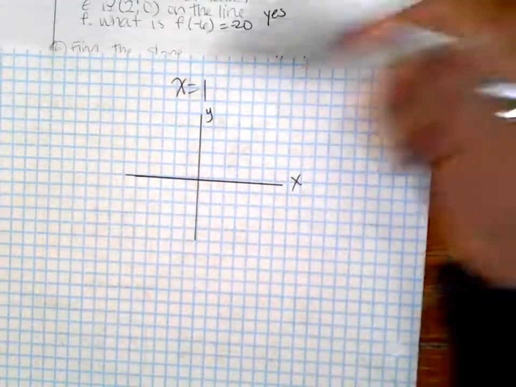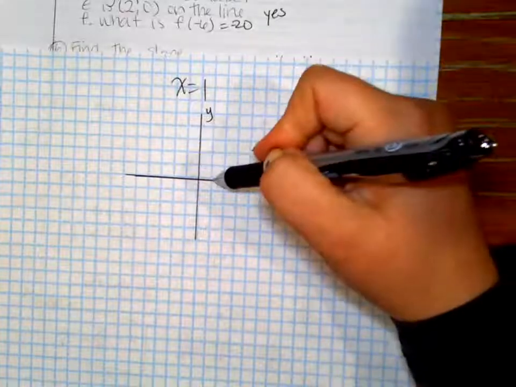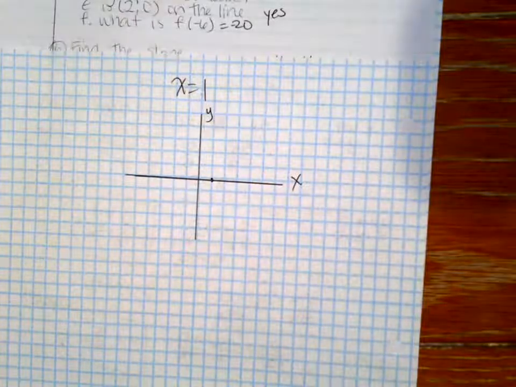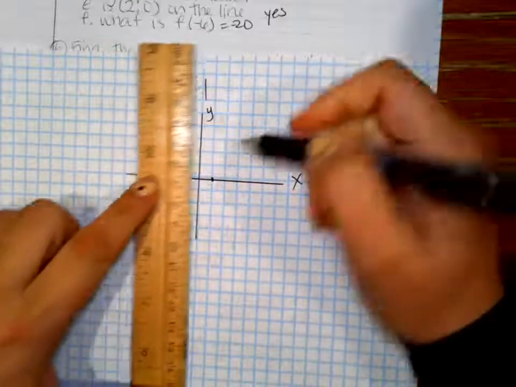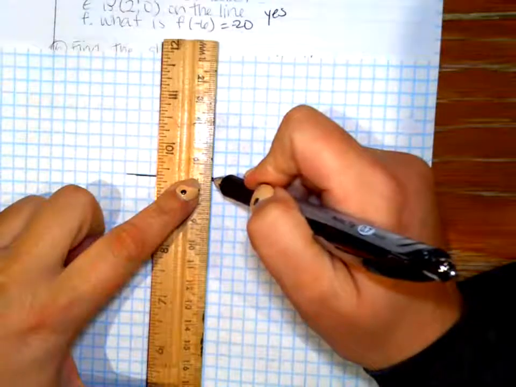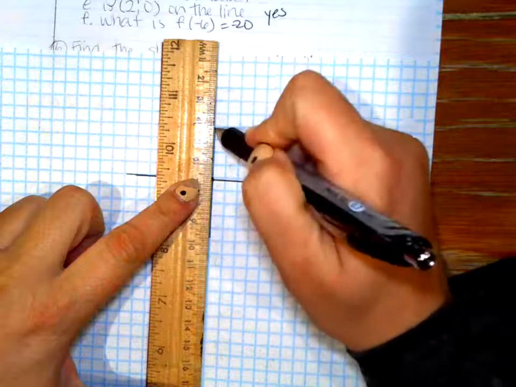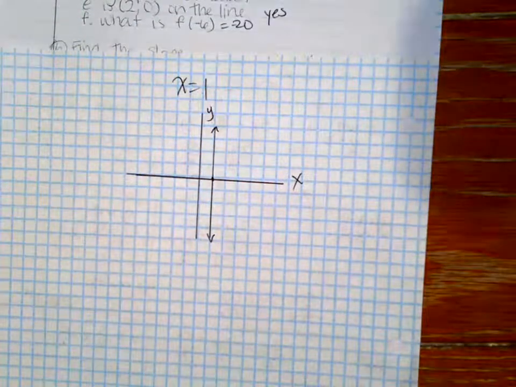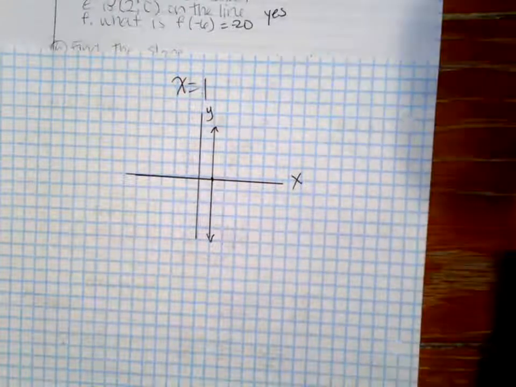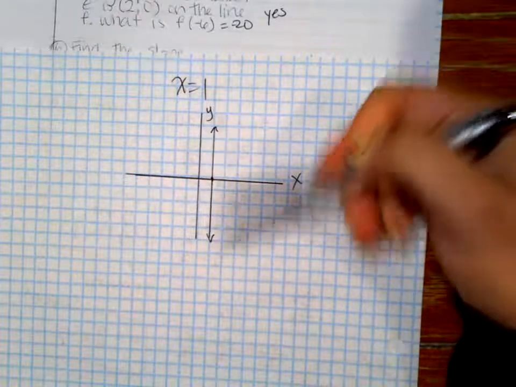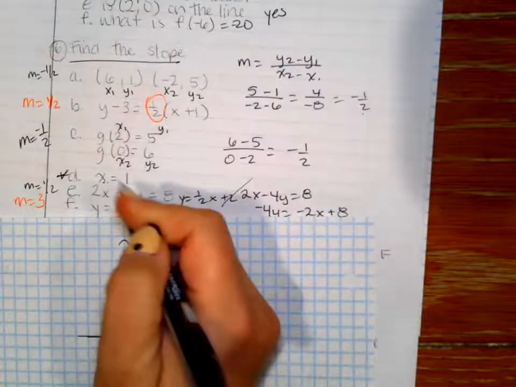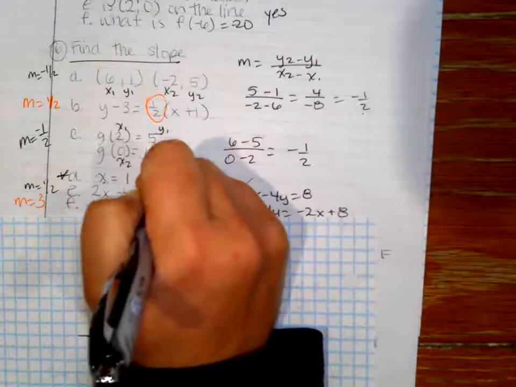Okay, x equals 1. This is where x equals 1, right here. And x will always equal 1 on this line. There's the line of x equals 1. That has an undefined slope. Goes up and down, has an undefined slope. So this guy right here, his slope is undefined.